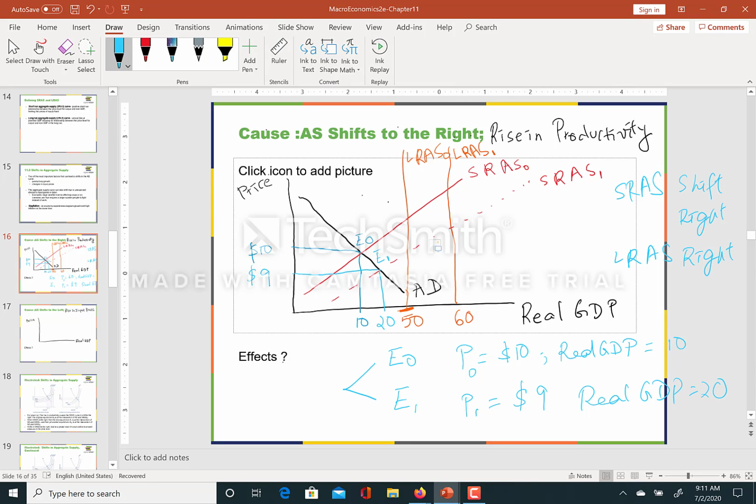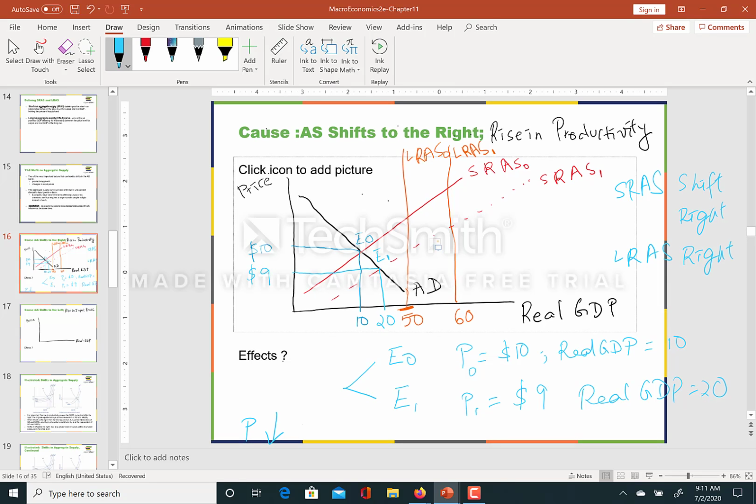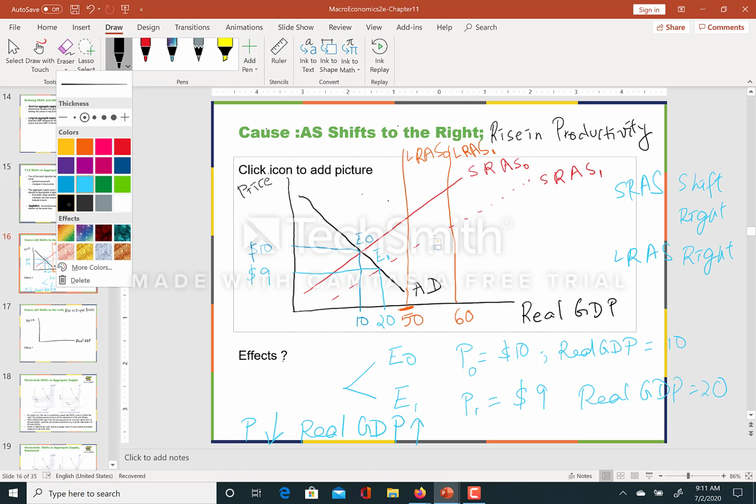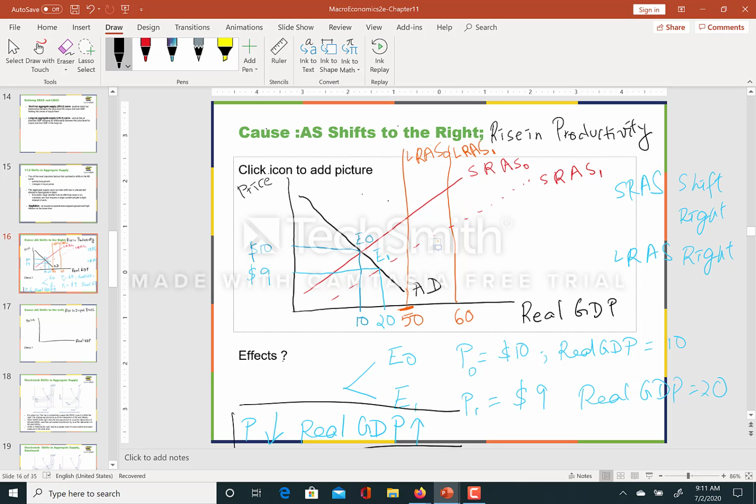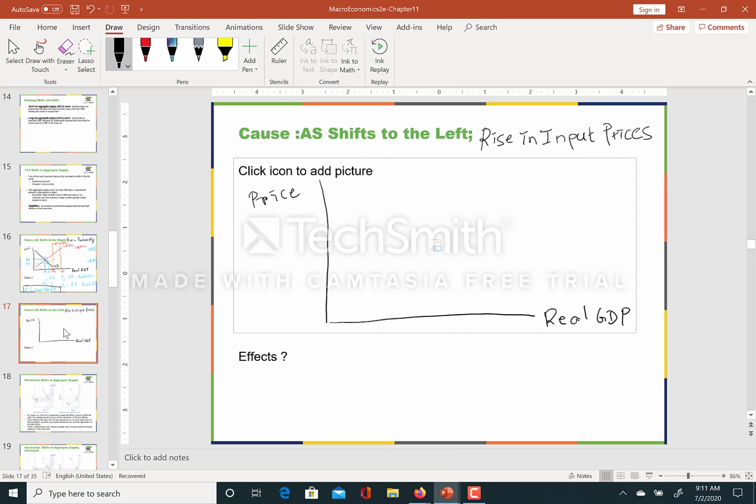So I'm comparing points E0 to E1. I see the price went down and real gross domestic product went up. So these are the effects here when productivity increases. You can shift the short run aggregate supply curve to the right, the long run aggregate supply curve to the right again. Okay. So I'm hoping that everything is clear with the other slide.